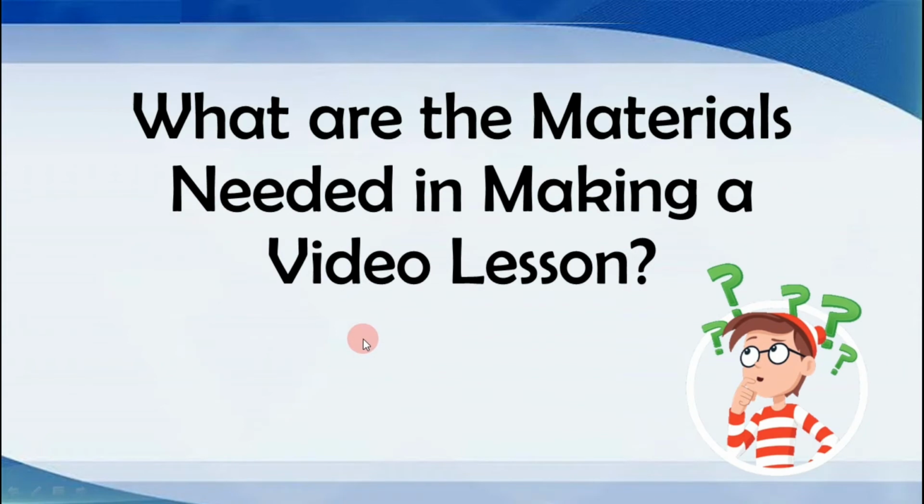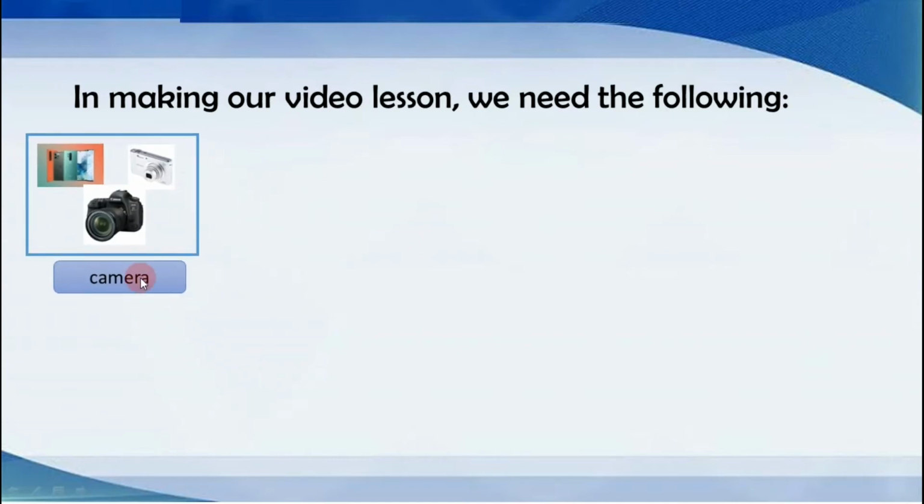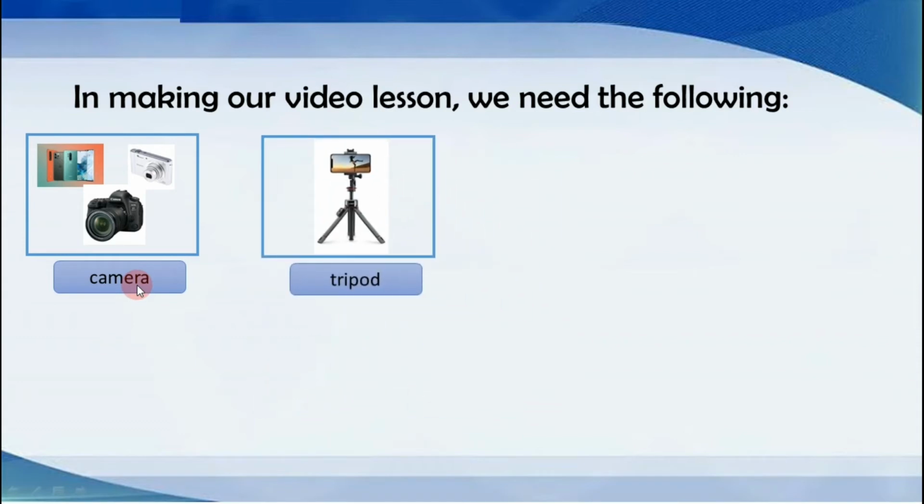Next, we're going to proceed to the second part of this discussion. What are the materials needed in making a video lesson? So in making our video lesson, we need the following. Of course, we need a camera. We can use our smartphone, just like what I'm using right now, or if you have a DSLR camera, much better. Next thing that we need is a tripod or a camera holder.